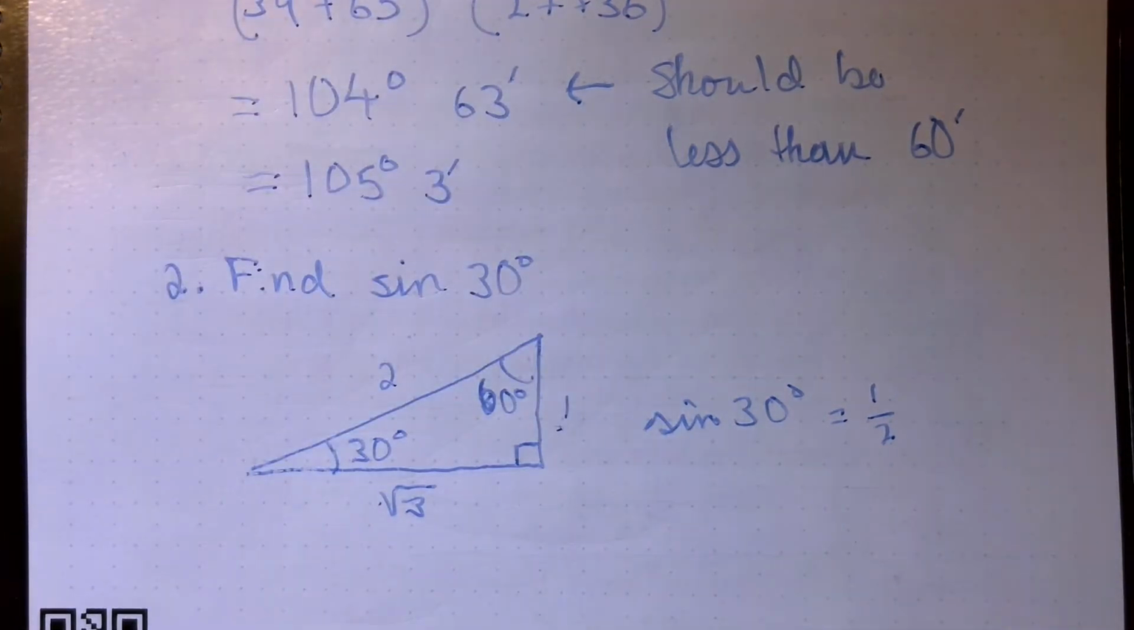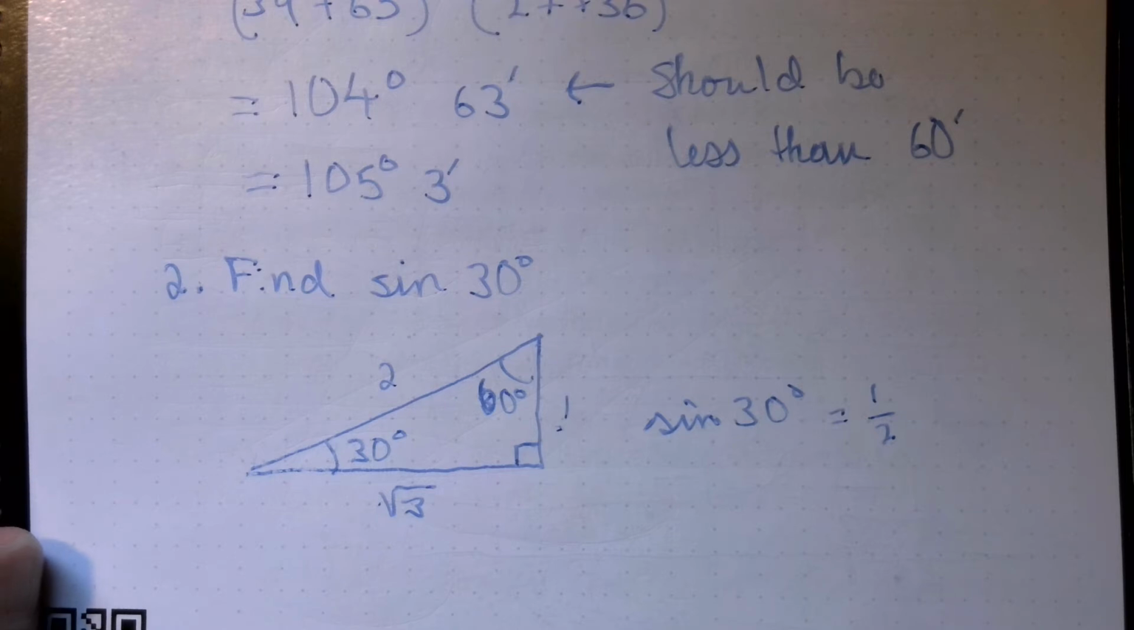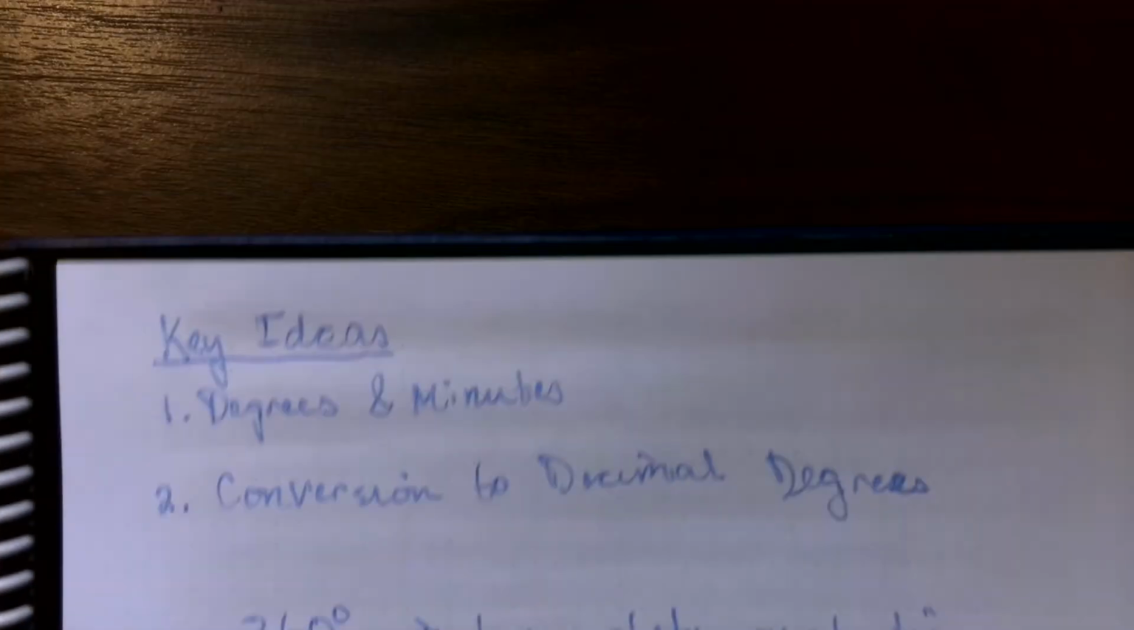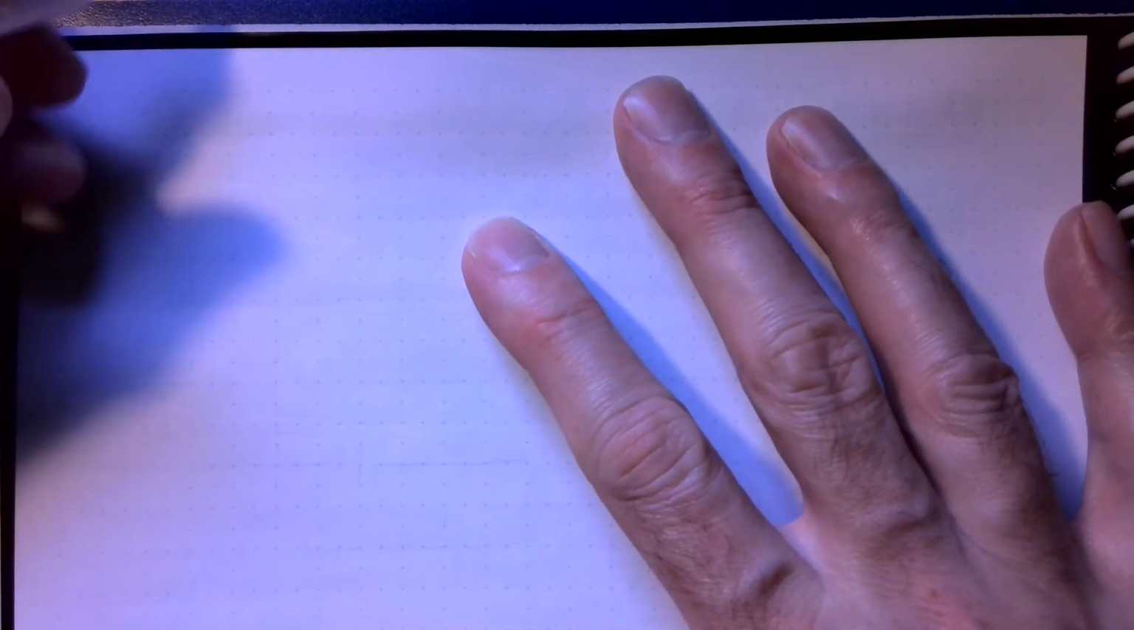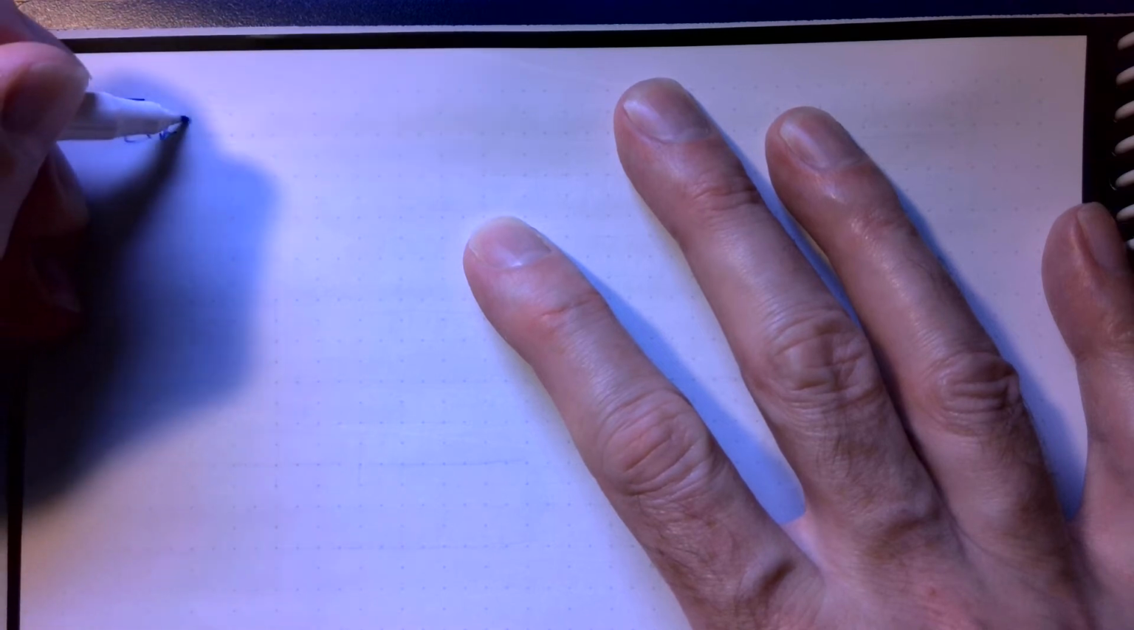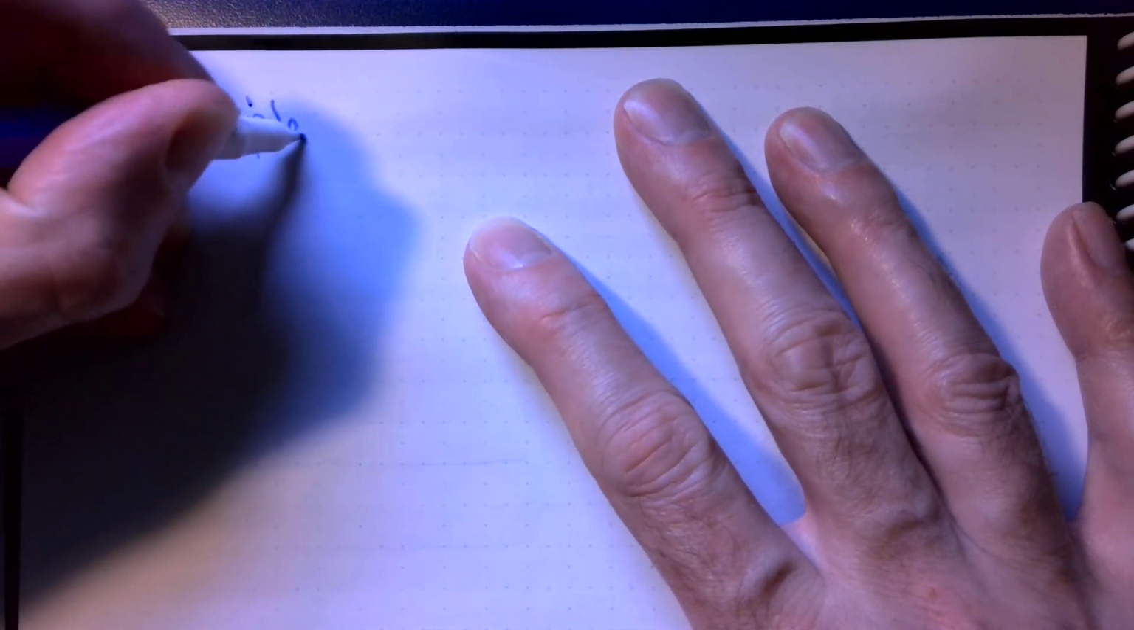Okay, so we can use our calculator to compute this stuff here. So the question becomes, how do we do that if we have an input that is in degrees and minutes? So let's look at this example here.